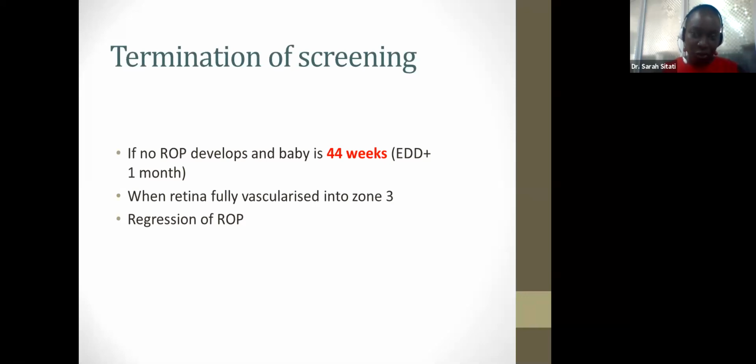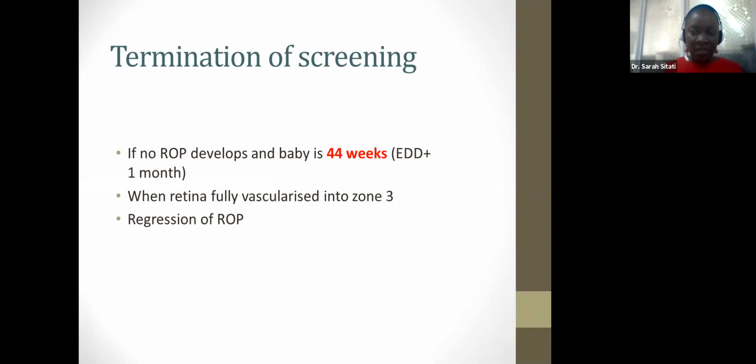Because we can continue it forever until the child is 4 years. But we actually stop at 44 weeks. So if the child does not develop any ROP, and the baby is at least 44 weeks, then we stop the screening. The other reason we can stop screening is when the retina is fully vascularized.